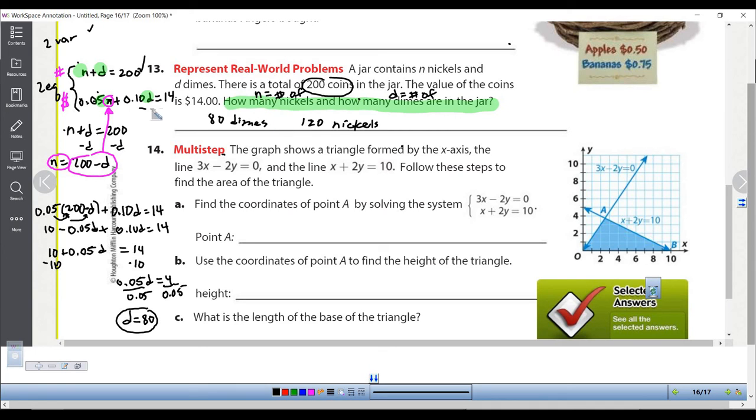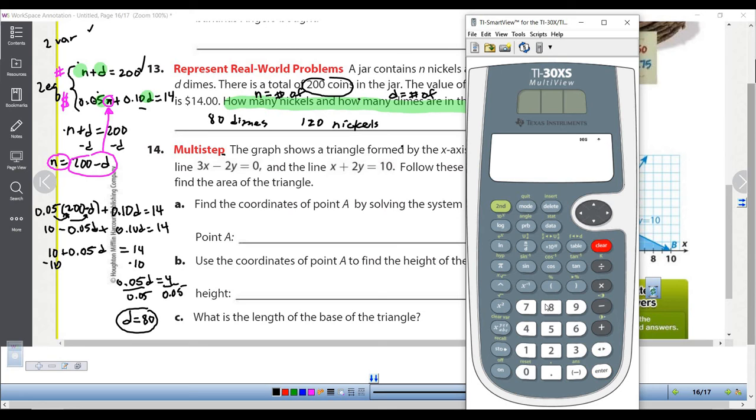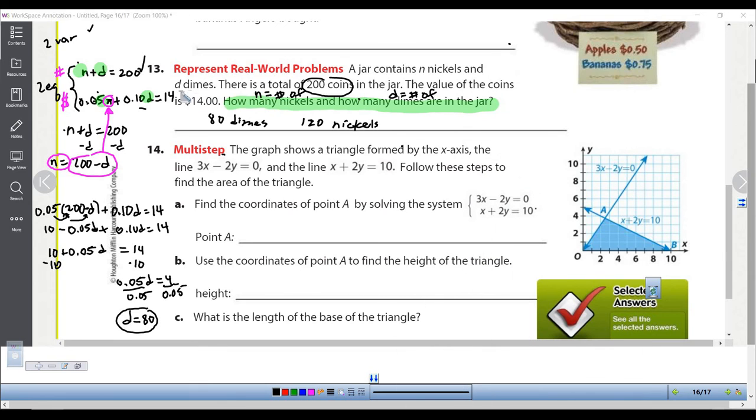Again, a good math student is going to check their answer. We're not going to stop till we know for sure we're correct. So 80 dimes and 120 nickels, we're hoping for $14. So let's go to our calculator here. 80 dimes. So 80 times, what is a dime worth? A dime is worth 10 cents, right? Plus 120 nickels. What is a nickel worth? A nickel is worth 5 cents. And when we put that all in, what are we looking for? We're looking for $14. And wow, there it is. $14. We made the first equation true. We made the second equation true.